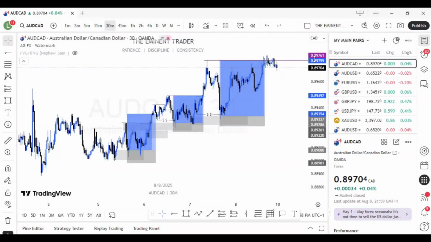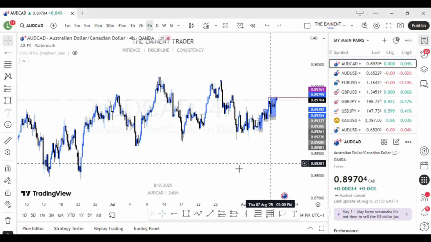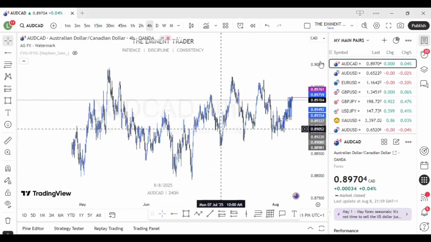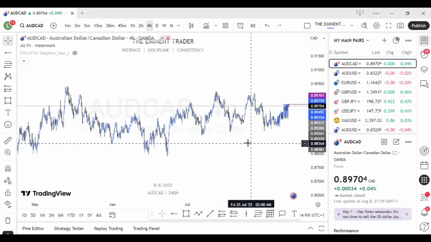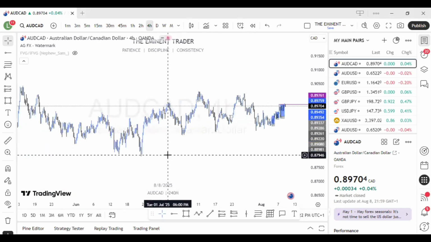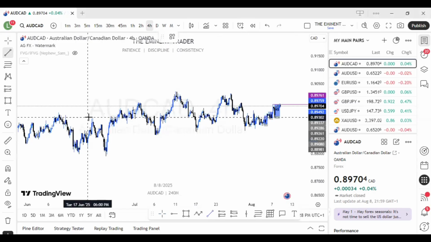Like I always say, first things first, always identify your trend. If you look at this, starting from here, you clearly see that it was coming from an uptrend, then it created a downtrend, then it shifted here. Then it shifted here. This is the 4 hour time frame.